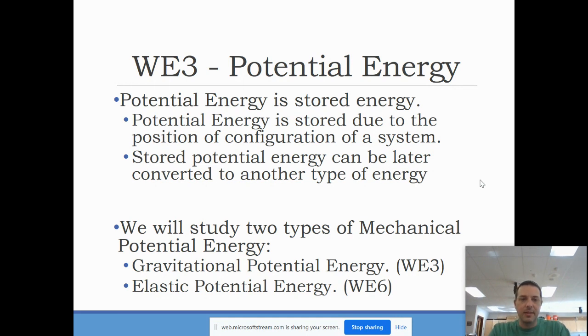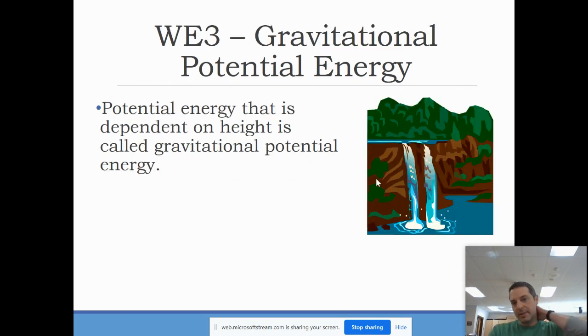In this class, we're going to study two particular types of potential energy. There are others, but the ones we're going to look at in this unit are gravitational potential energy, which is the energy associated with the height position of an object, and elastic potential energy, which is the energy stored within elastic materials like rubber bands or springs when they stretch. So let's talk about the first type, gravitational potential energy.